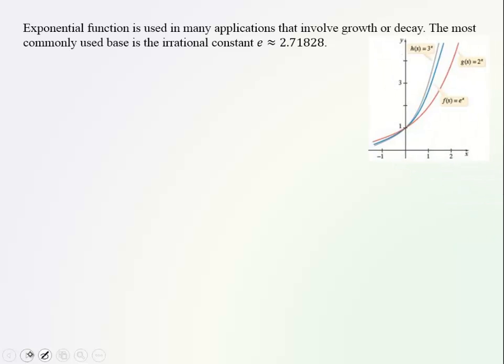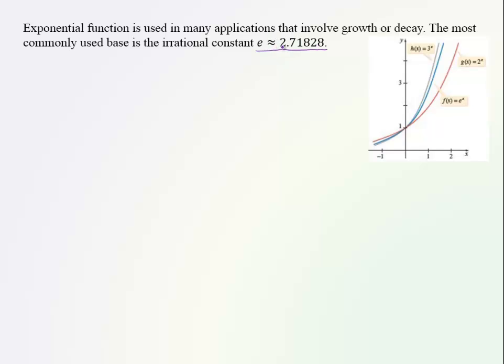Exponential function is actually very popular, is used in many application problems, especially the ones that involve growth or decay. So what kind of bases are the most commonly used? Well, 2 to the x is used quite often, but aside of 2 to the x, maybe 3 to the x, other bases are not as popular as something that is called e. A constant e is an irrational number, and it's approximately equal to 2.718.